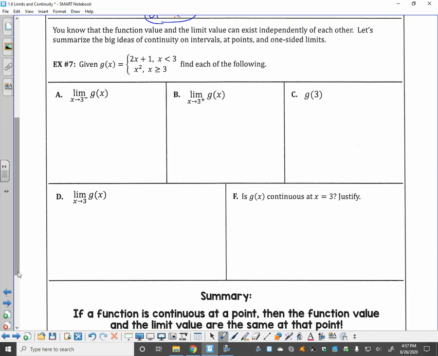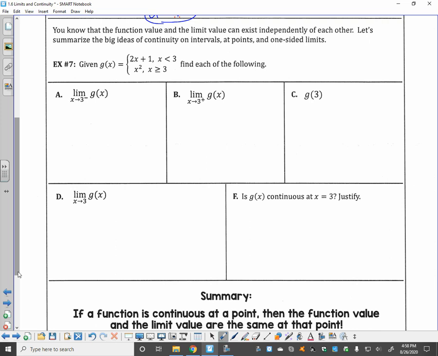You know the function value and the limit value can exist independently of each other. Let's summarize the big ideas of continuity on intervals at points and one-sided limits. So I have a piecewise function, the split is at 3. Find each of the following. So I want the limit as x approaches 3 from the left. You know what? I bet y'all could find all this. Why don't you pause the video, finish these up, then hit play, and check your work against mine.